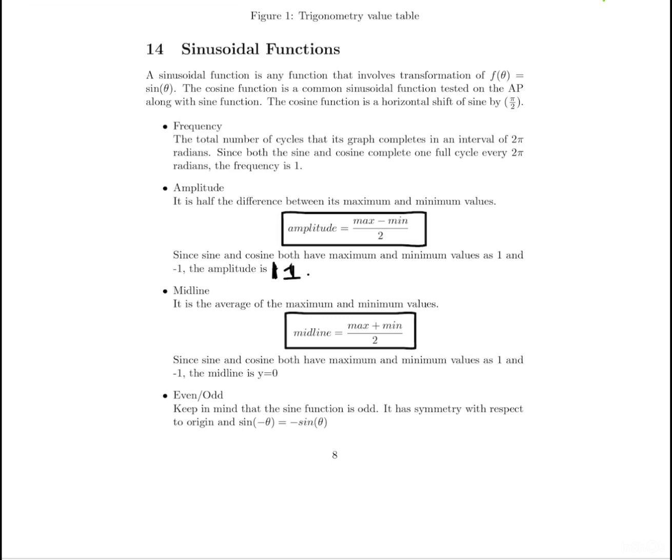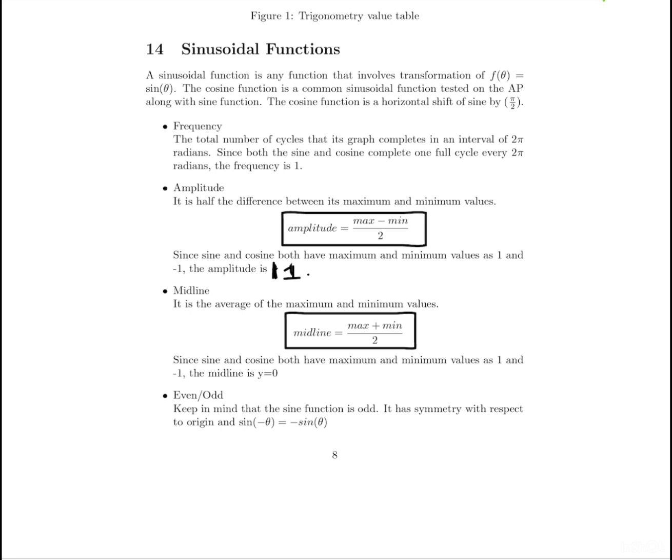Number 14, sinusoidal functions. Again, a very important topic, keeping in mind that you have FRQ3 based on modeling a periodic context, and you may as well have something in the MCQ section upon sinusoidal functions. There are a few pointers which you need to be thorough with, starting with frequency.